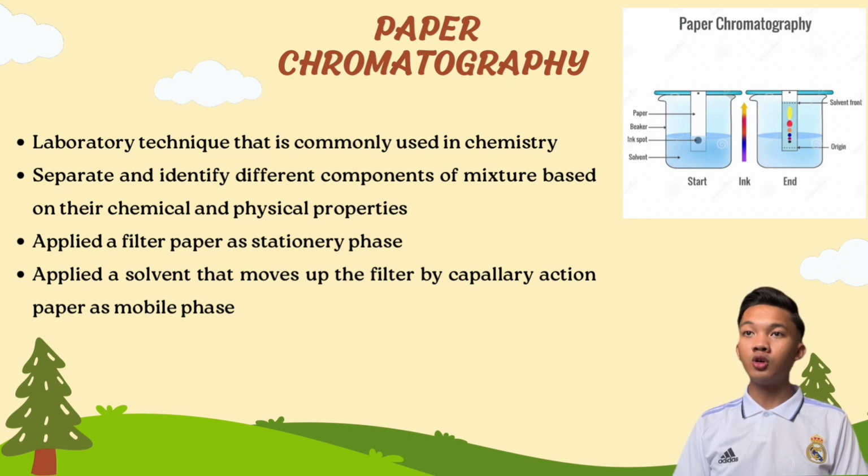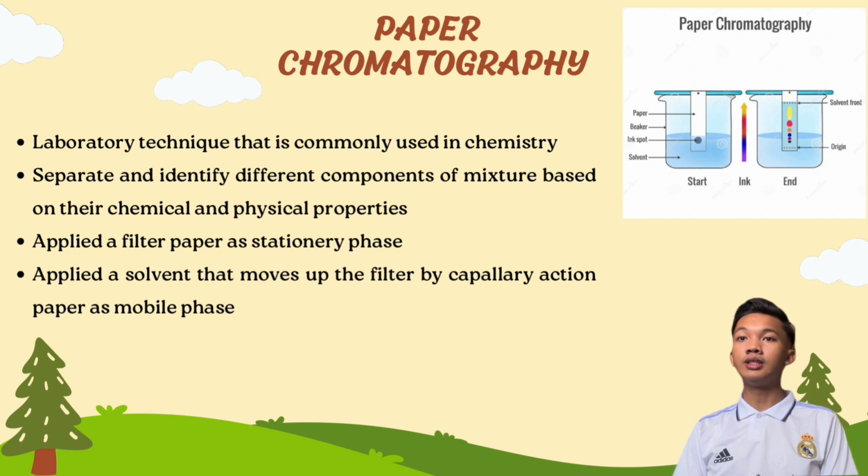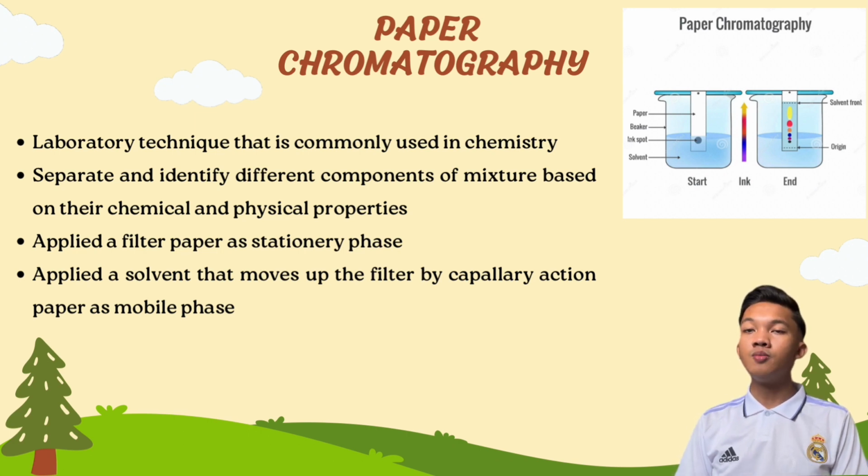So what is paper chromatography? Paper chromatography is a laboratory technique that is commonly used in chemistry. It is used to separate and identify different components of a mixture based on their chemical and physical properties. Paper chromatography applies a filter paper as its stationary phase, and it also applies a solvent that moves up the filter paper by capillary action as a mobile phase.